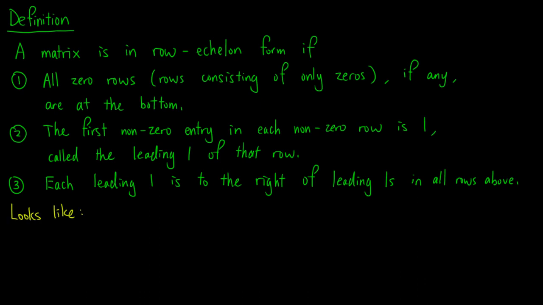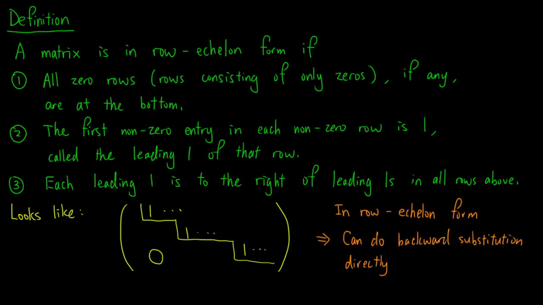So a matrix in row-echelon form would look something like this, where some region in the bottom left corner is all zeros, and the first non-zero numbers in each row must be a 1, and they appear in a staircase fashion. As I said before, if the augmented matrix of a system is written in row-echelon form, then we can do backward substitution directly to solve the system.